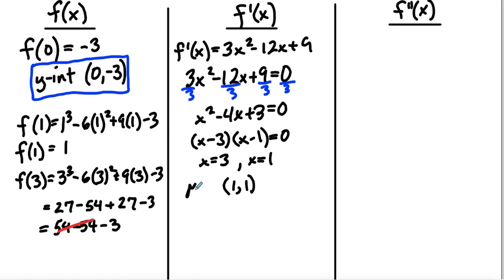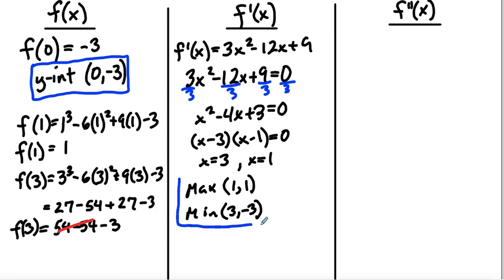So my original thought was right, that this is a max, and then we're going to have a minimum at (3, -3). So I'm going to go ahead and record that, and now I have another useful piece of information.